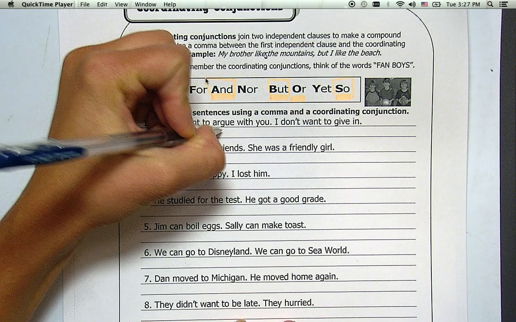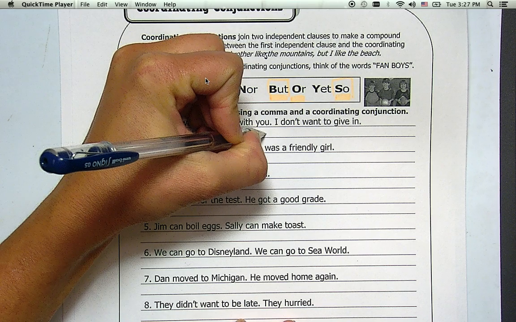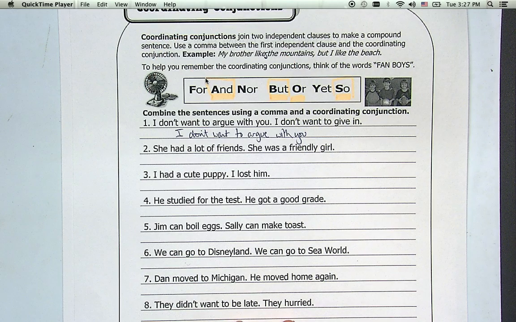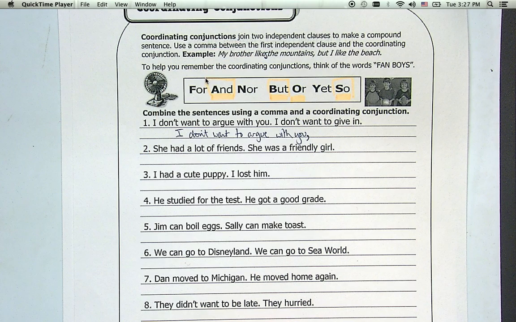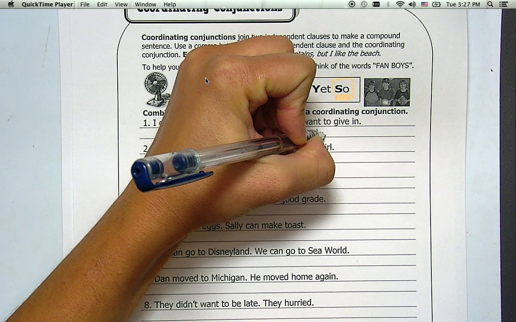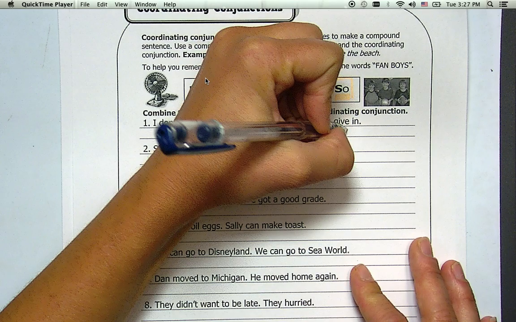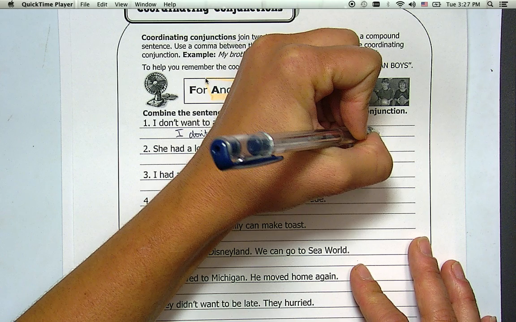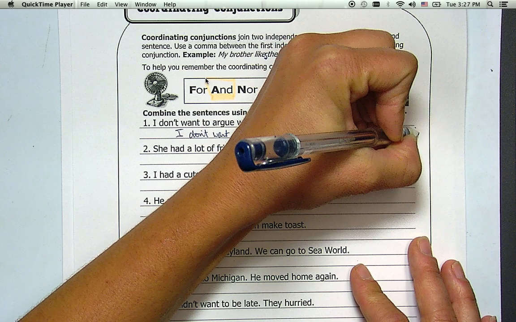don't want to argue with you. And then I'm going to put a comma, and then I'm going to put a space, and I decided to choose the word but because it shows contrast or opposite, but I don't want to give in either, period.